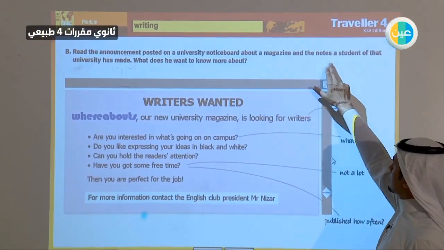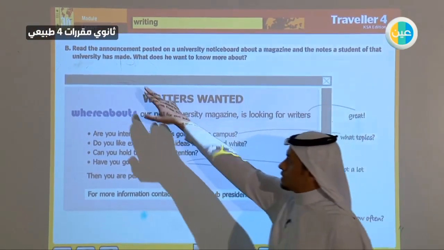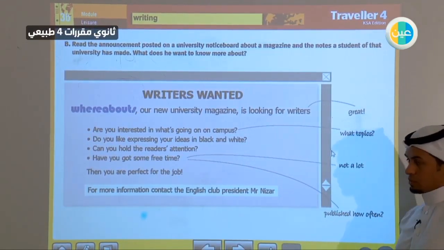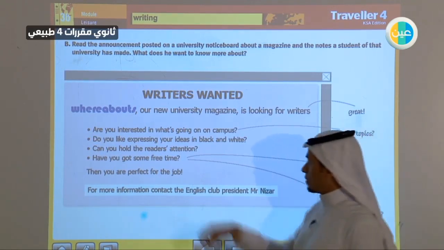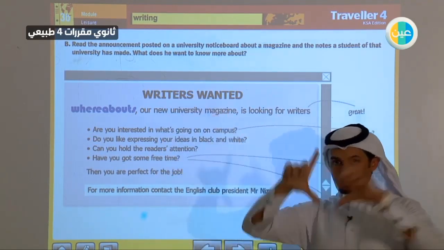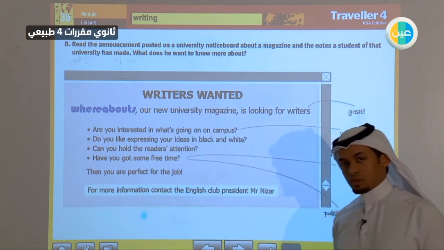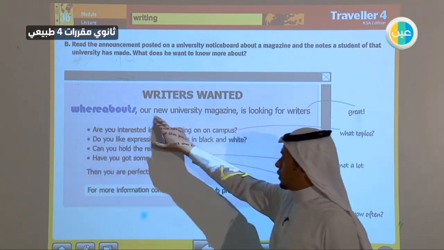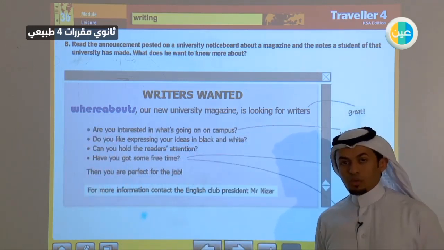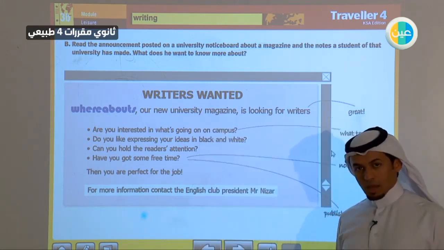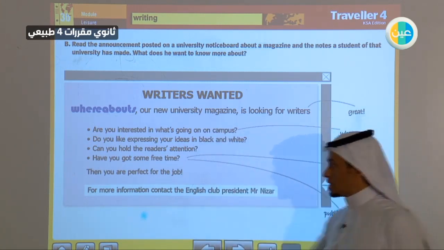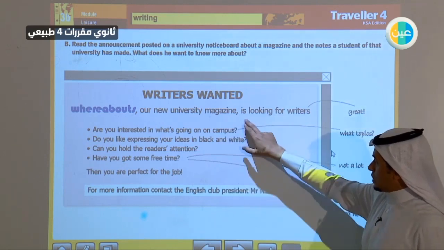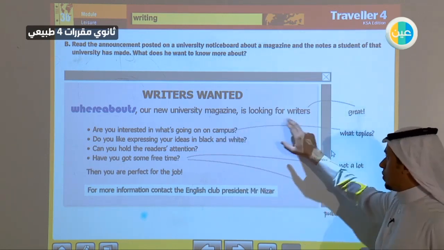The announcement was posted on a university notice board, about a magazine, and the notes a student of that university has made. What does he want to know more about? Okay, Writers Wanted. This is the title of the notice that was on the notice board. Whereabouts is our new university magazine. So this is a magazine, and the name of the magazine is Whereabouts. The magazine was searching for writers.